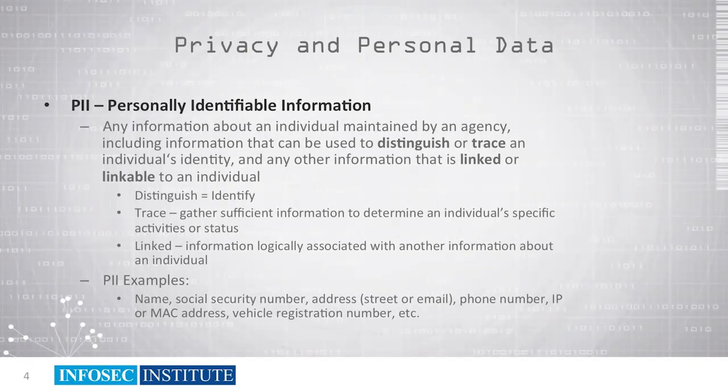Some examples of PII could be your name, your social security number, IP address, your vehicle's license plate number, your street address, or email address. And it's very important that you are familiar with what PII is for the CISSP examination, and also know why it is important to protect people's PII.